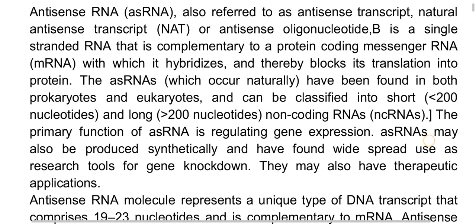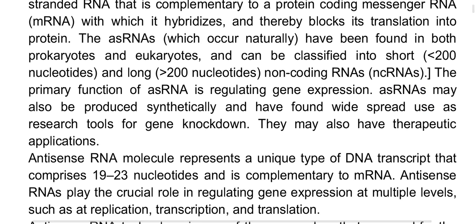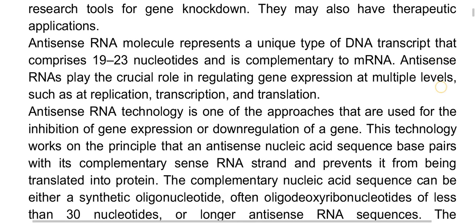The AsRNAs, which occur naturally, have been found in both prokaryotes and eukaryotes and can be classified into short and long, greater than 200 nucleotides, non-coding RNAs or ncRNA. The primary function of AsRNA is regulating gene expression. AsRNA may also be produced synthetically and have found widespread use as research tools for gene knockdown. They may also have therapeutic applications.